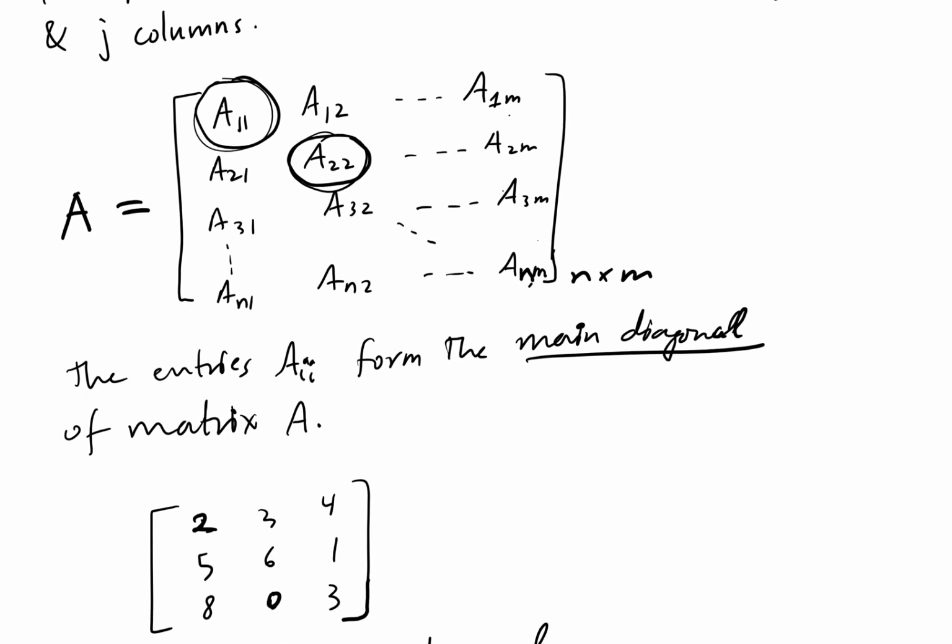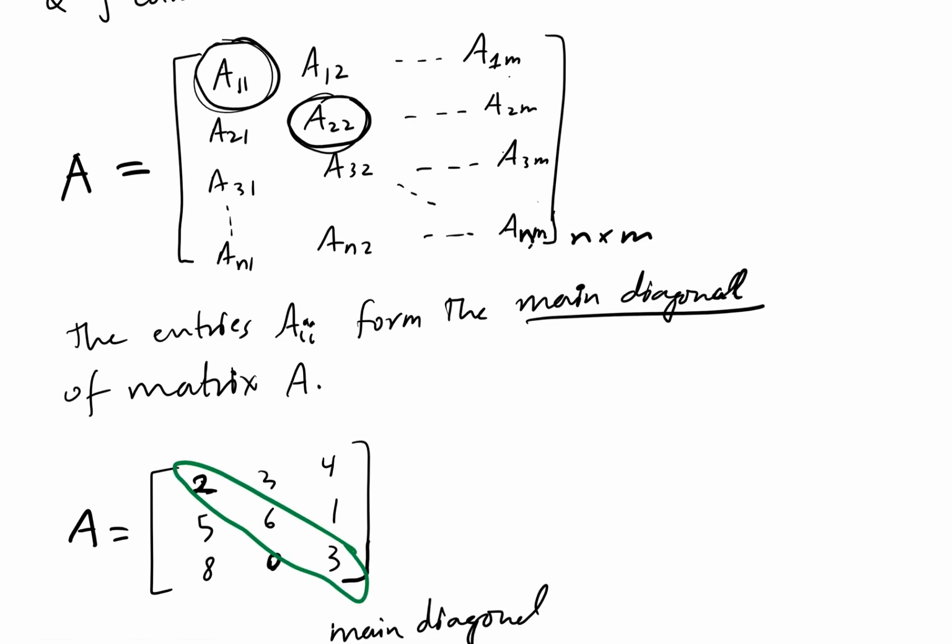So if we look at this example, this is called matrix A. This is a 3 by 3 matrix. These are the entries on the main diagonal, so this is called the main diagonal: 2, 6, 3. The numbers inside are called entries, or elements, but usually we call them entries.